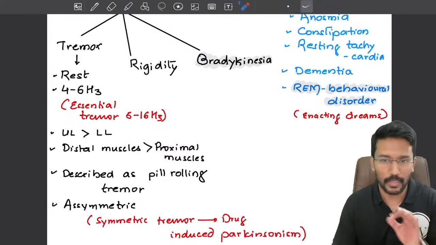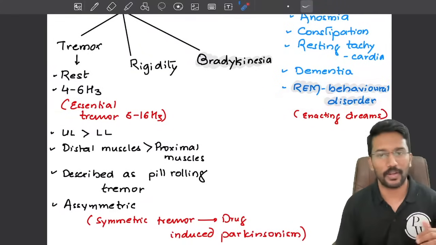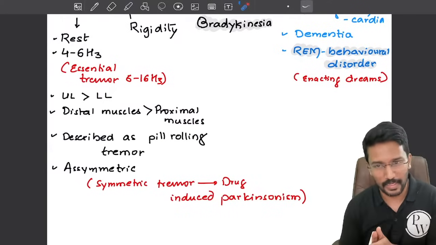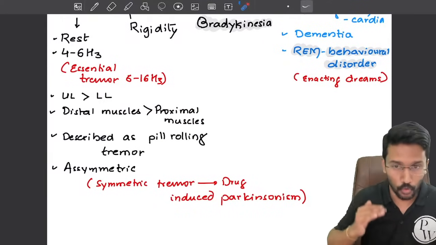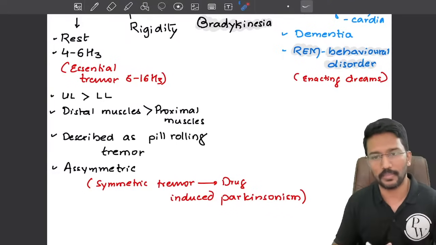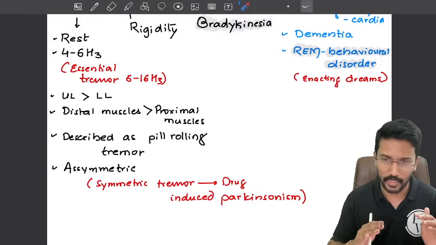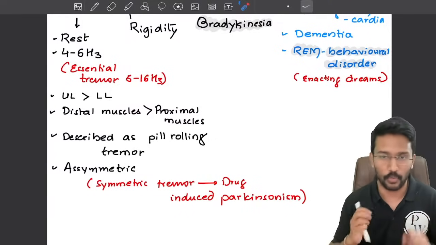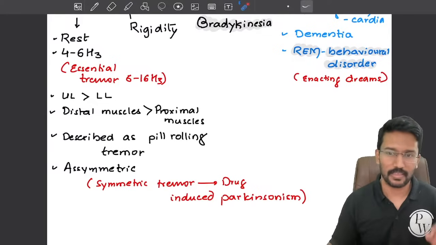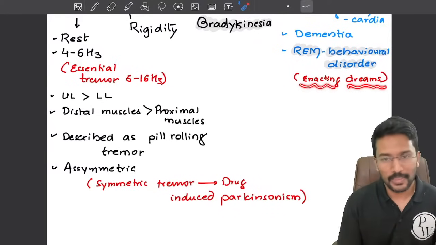And then there is one particular abnormal disorder that we see in Parkinson disease, which is called REM behavioral disorder. As we enter into REM phase of sleep, normally because our tone goes low, we don't enact our dreams. But in patients with Parkinson disease, there is rigidity. So their muscle tone is already high even when they are in sleep. So all the dreams, they start acting out. This is what we call REM behavioral disorder, which is characteristically associated with Parkinson disease, enacting of dreams.